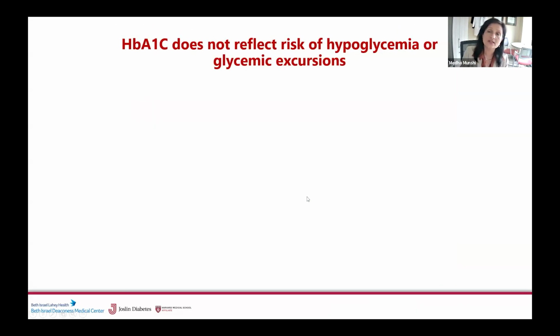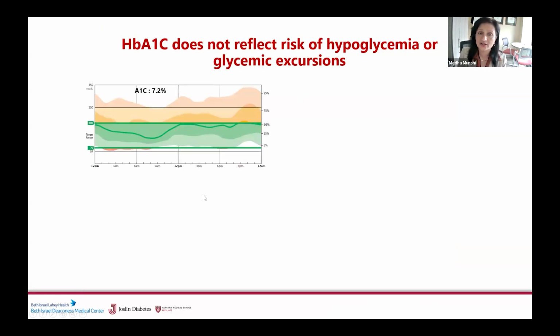Since we started using continuous glucose monitoring, and now we use it very frequently, it is not really a surprise that hemoglobin A1C does not reflect the risk of hypoglycemia or glycemic excursion. You can see CGM data on AGP where the A1C here is 7.2%. This is the time of day from midnight to midnight, this is the glucose level, and the green line is the average glucose. Through the 24 hours, you see how glucose flows, and this is the standard deviation.